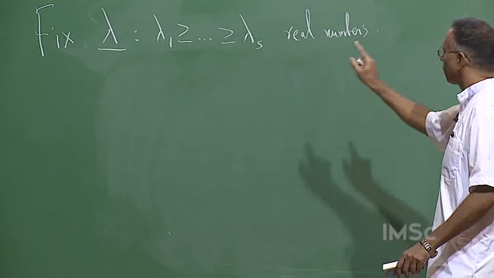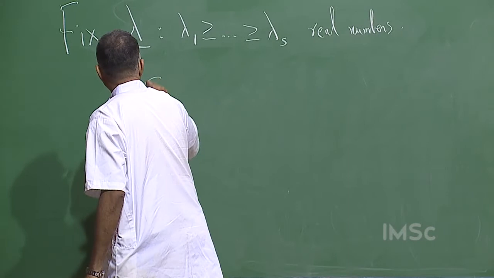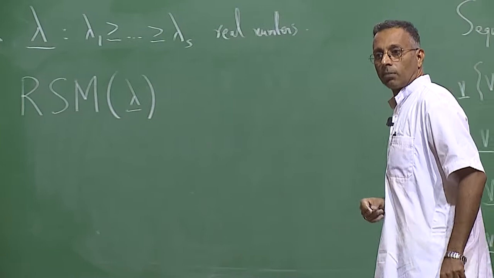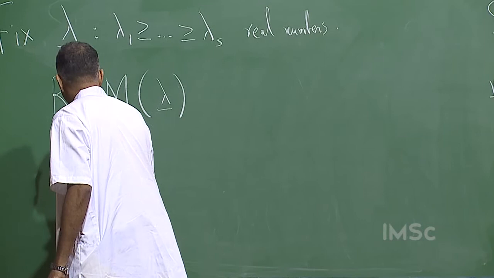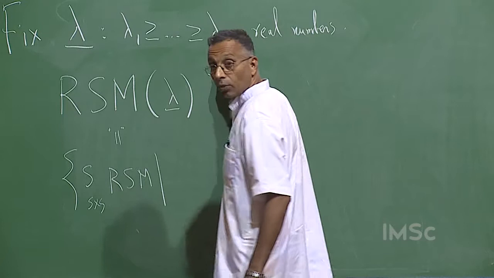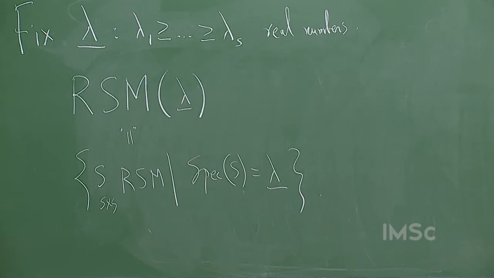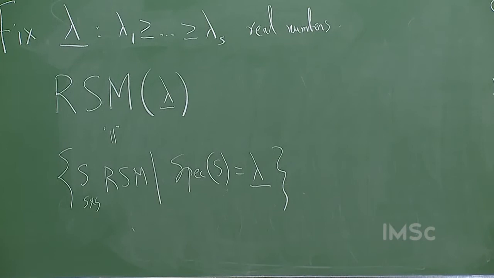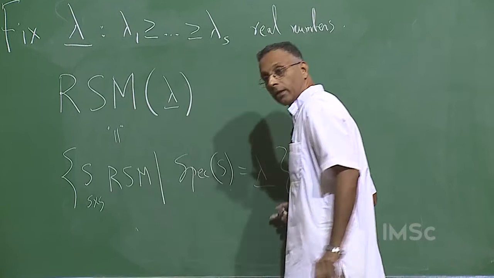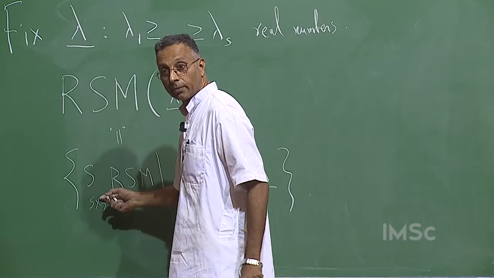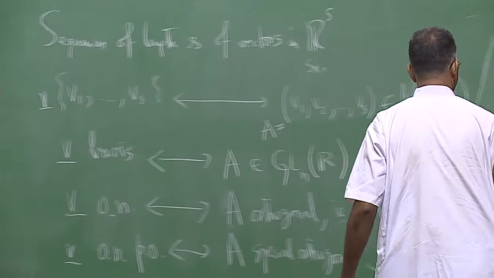I want to consider the set of all real symmetric matrices with spectrum lambda. So by definition, this is the set of S an RSM, S cross S of course, such that the spectrum of S is equal to lambda. That's my definition. So I'm interested in how this object looks, and this is what I mean by how much S can vary if I fix my spectrum. How much control does the spectrum exercise on the real symmetric matrix? For this, let us do a little more rewriting.